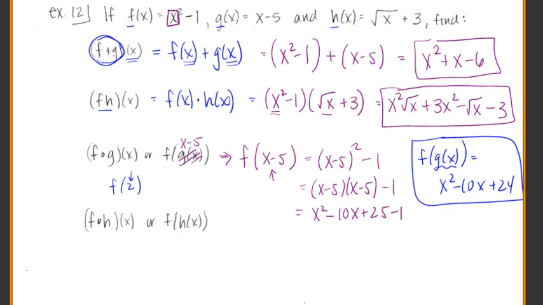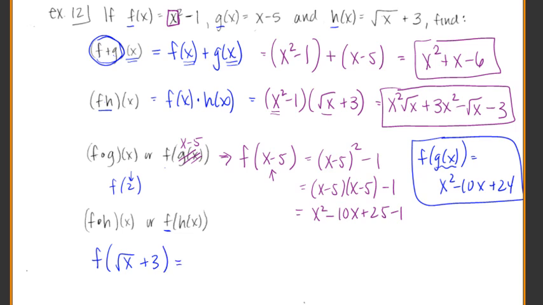It says in this one that I'm now going to do a pairing up. I'm going to pair the f function with the h function. So f of, instead of h of x, I'm going to write what h of x equals. h of x is the square root of x plus 3.